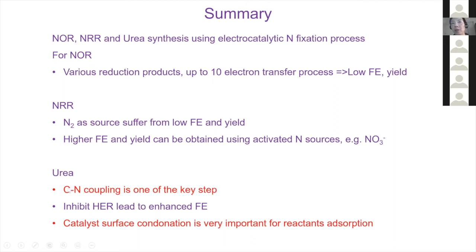Lastly, for urea synthesis, C-N coupling is one of the key steps to ensure you go in the right direction to improve the selectivity. And inhibiting HER is a very important concept to enhance the Faradaic efficiency. Catalyst surface coordination is also important for the C-N coupling.